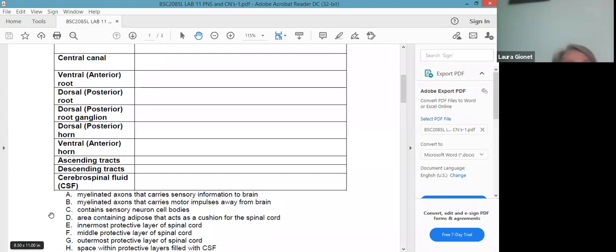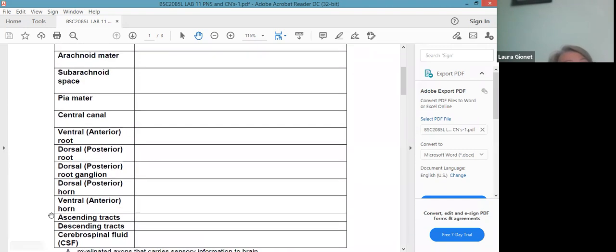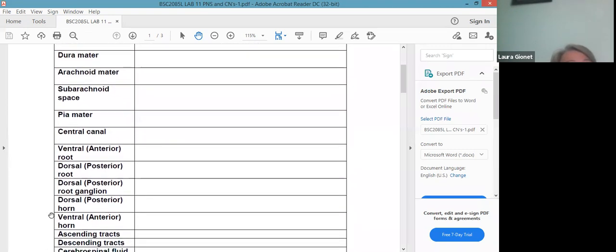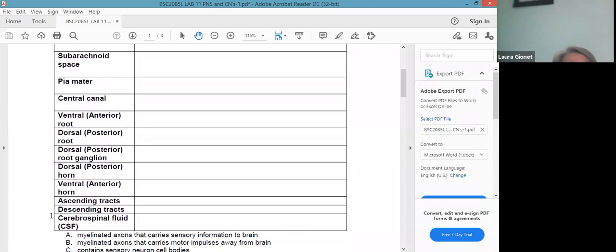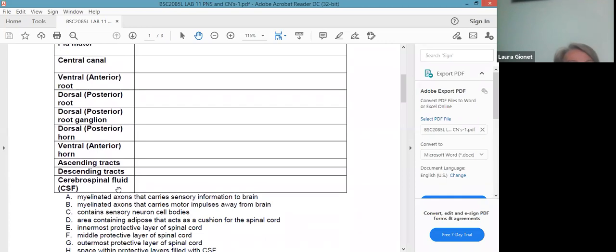Okay, C, contains sensory neuron cell bodies. Well, in the peripheral nervous system, that would be a ganglion, and you only have one ganglion. You have to know the dorsal or posterior root ganglion. The dorsal or posterior root ganglion. That is where C, the region that contains sensory neuron cell bodies.